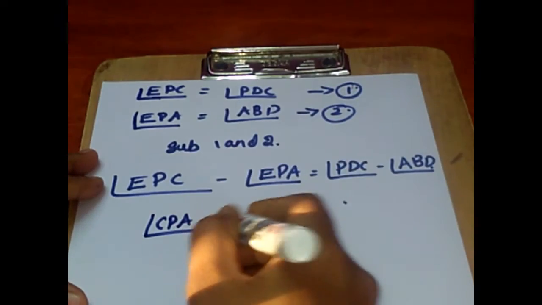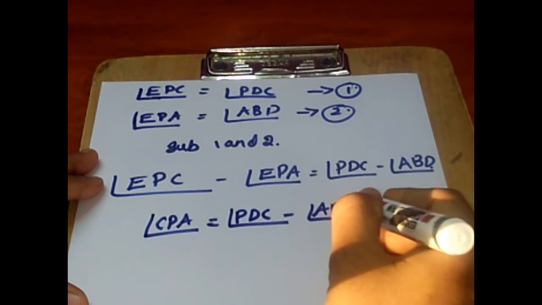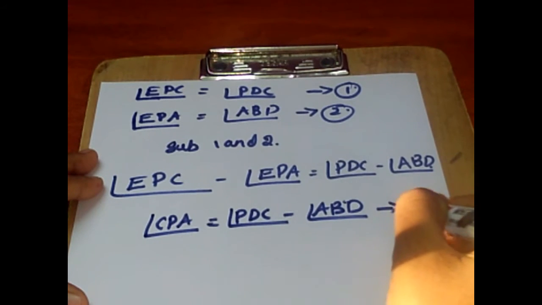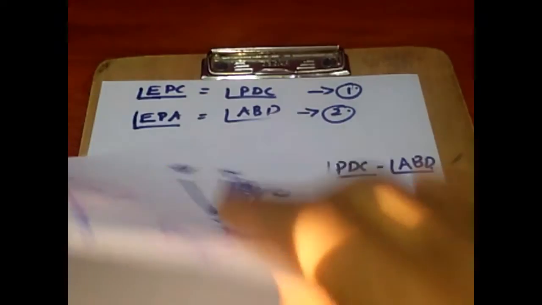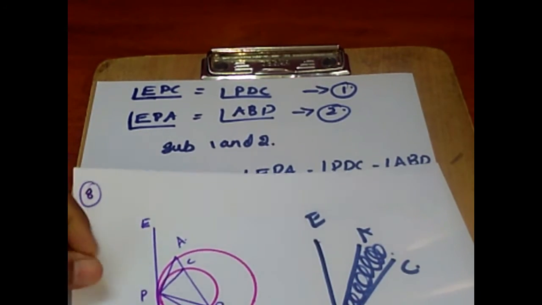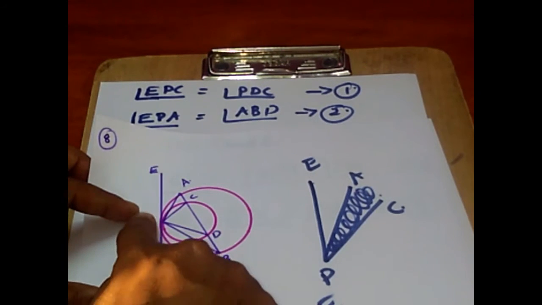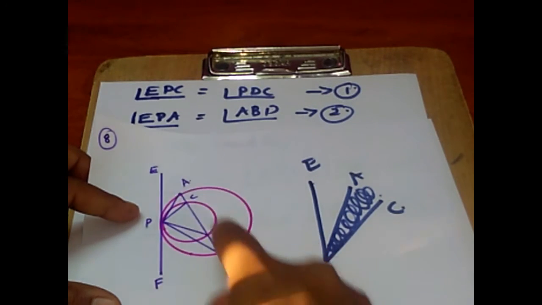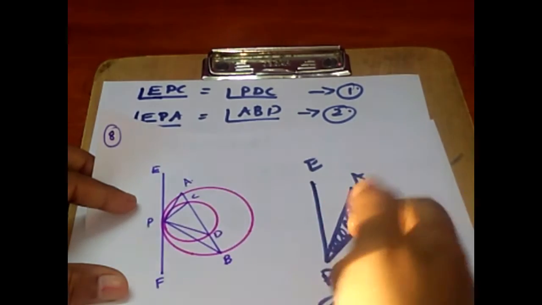Now we only need to look into our right hand side. What do we have on the right hand side? Angle PDC minus angle ABD. Let us mark this as result number 3. So these are the problems which we need to think in a different way, children. Now we move on to the diagram. We need angle DPB. But instead of that, I have angle PDC and angle ABD. So here ABP. So what to do?